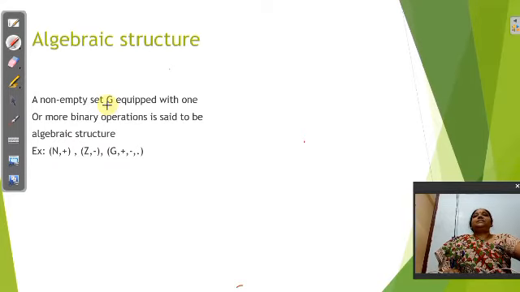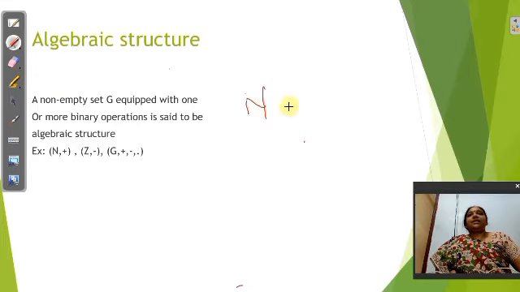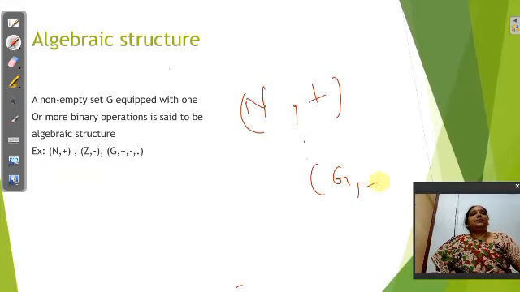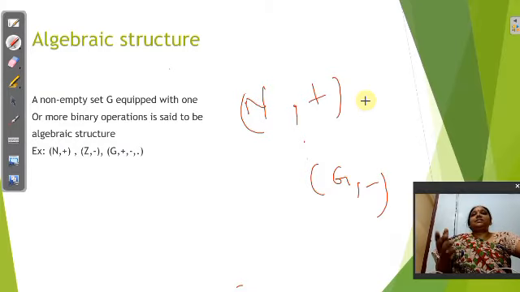A non-empty set G equipped with one or more binary operations is said to be an algebraic structure. Means if G is any set and plus is the binary operation, the combination of these two is called an algebraic structure. If G is any set and minus is any operation, then the combination of these two is called an algebraic structure.